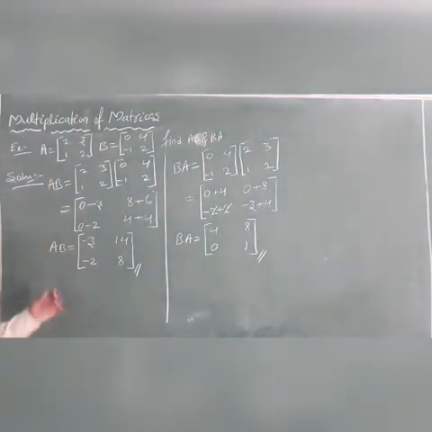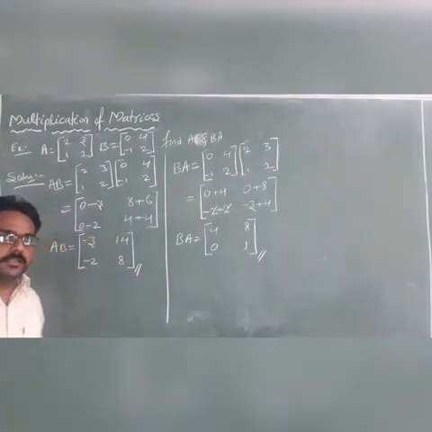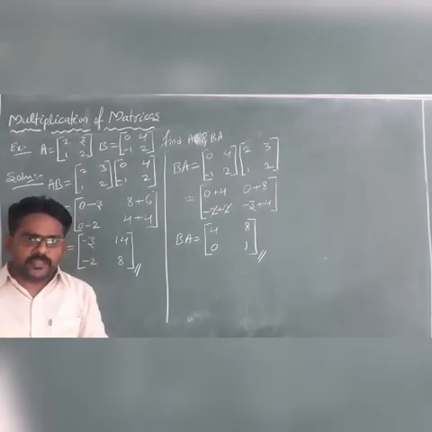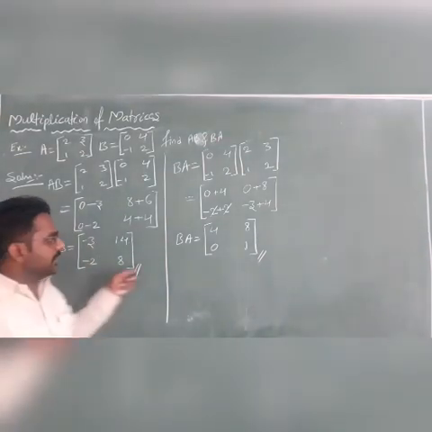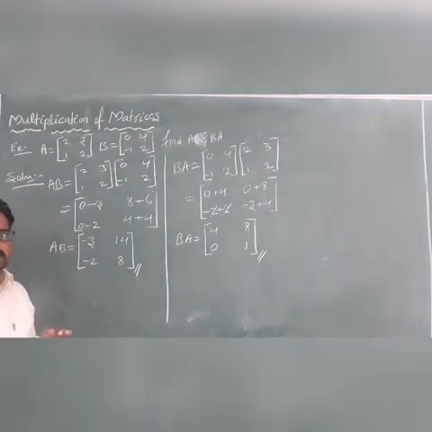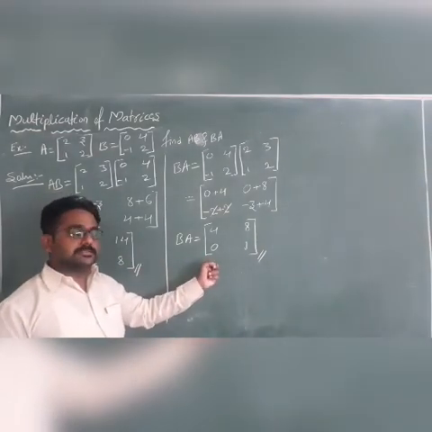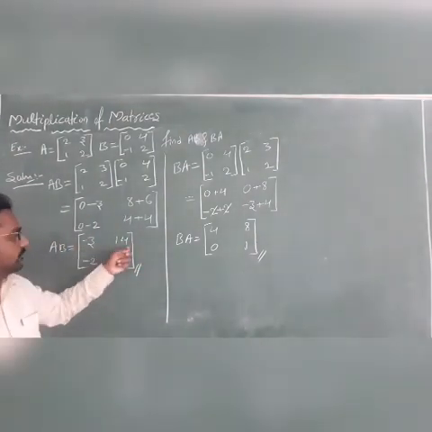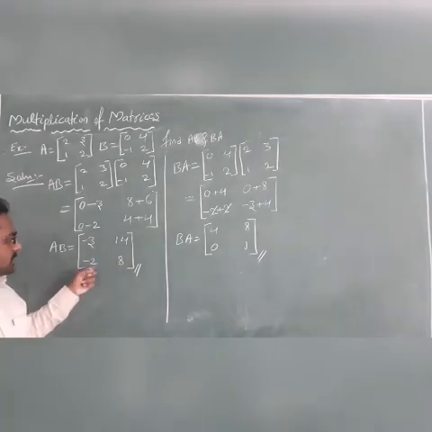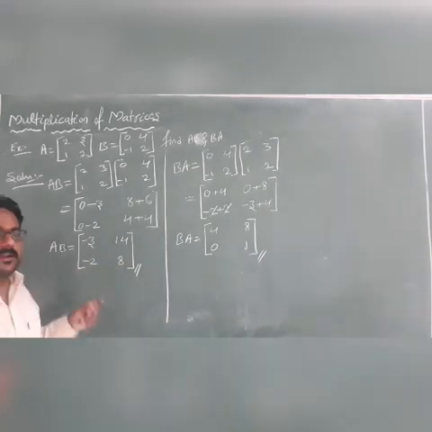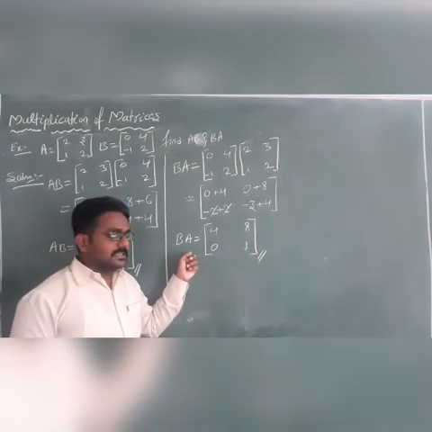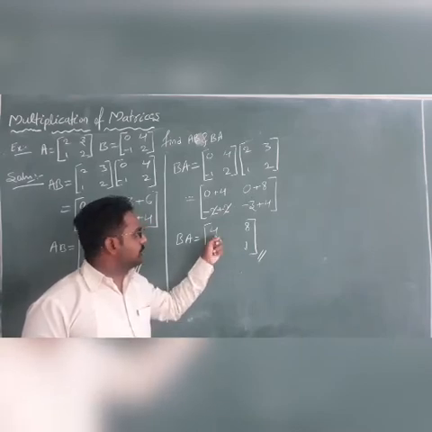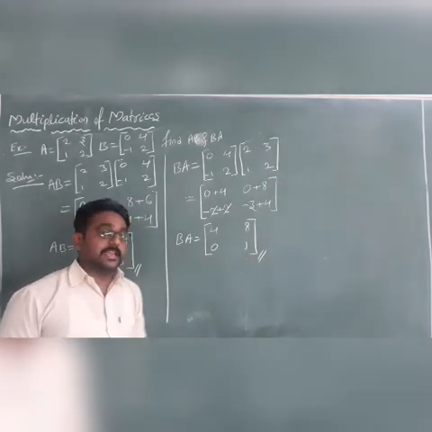Even though the order of AB and BA are the same here, in the previous examples AB and BA were of different orders. But in this example, AB and BA are both 2 by 2 matrices. But observe the entries, students. In the product AB, the first row elements are minus 3, 14 and the second row elements are minus 2 and 8. In the product BA, we have the entries of the first row as 4 and 8, 0 and 1 in the second row.